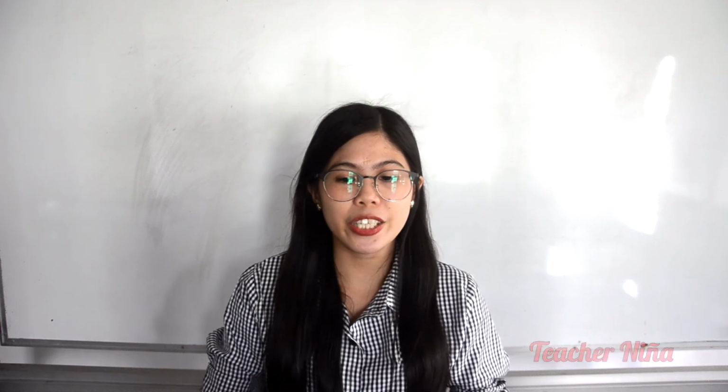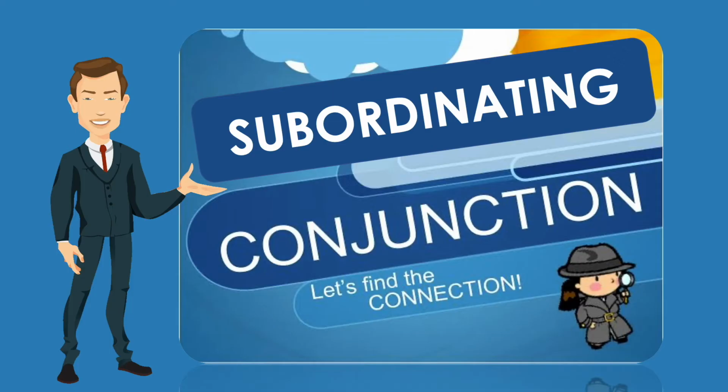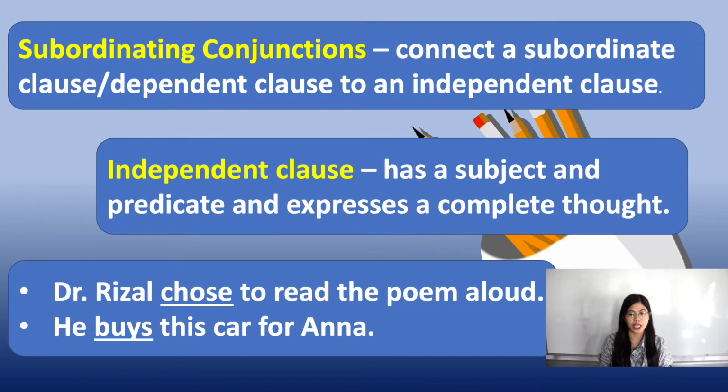Good day! In today's lesson, we will be dealing with subordinating conjunctions. So what are subordinating conjunctions? When we say subordinating conjunctions, it connects a subordinate clause or dependent clause to an independent clause. So it serves as a link between two clauses.